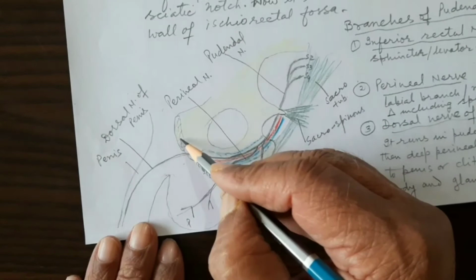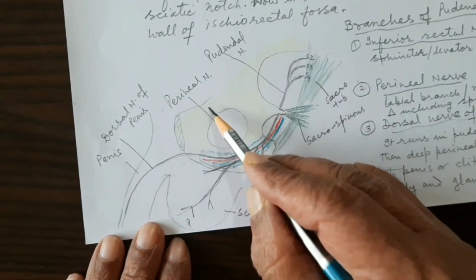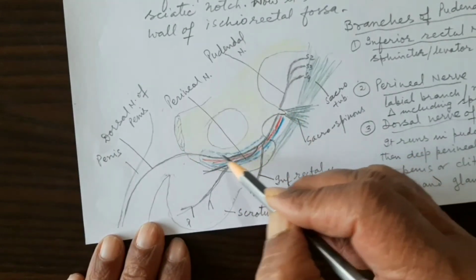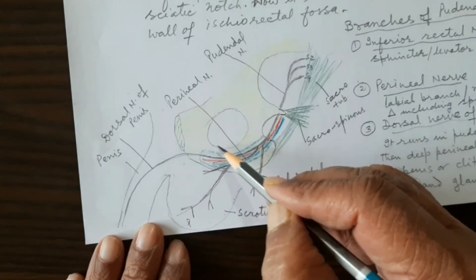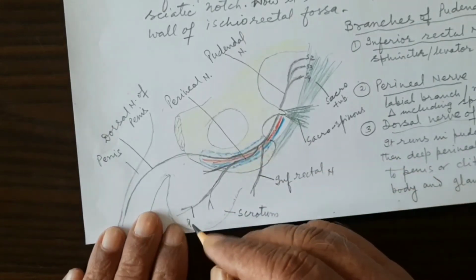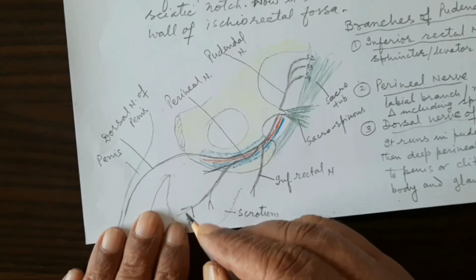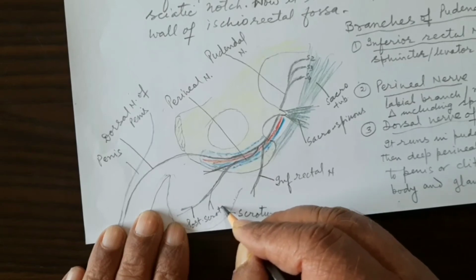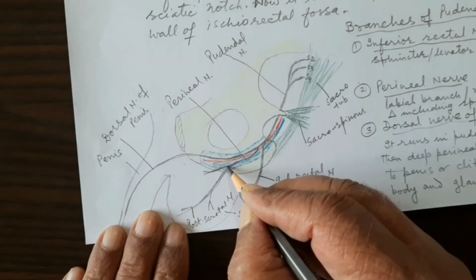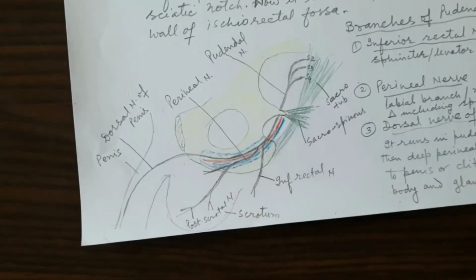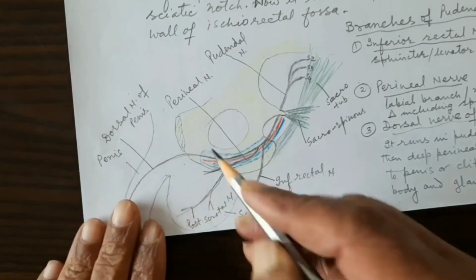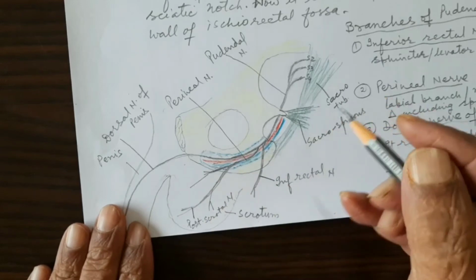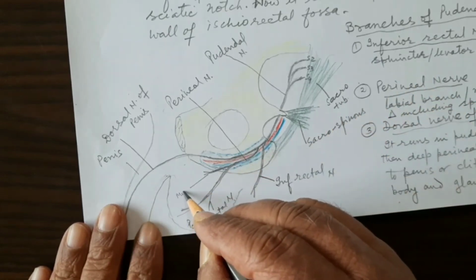This is the pubic symphysis, the superior ramus of pubis, and this is the conjoint ischiopubic ramus. The obturator foramen is here. So this is the posterior scrotal nerve. And then this branch, which will still go further up anteriorly, will be called the muscular branches of the perineal nerve. So this will give muscular branches to the perineum.